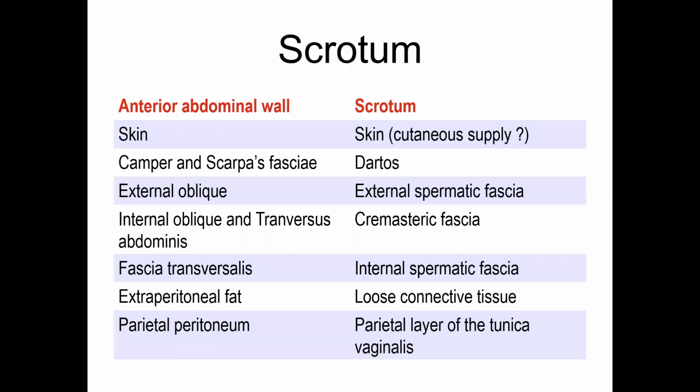And the parietal peritoneum of the anterior abdominal wall, the 9th layer, is equivalent to the parietal layer of tunica vaginalis. Then, of course, there is a peritoneal cavity of the abdomen, which is equivalent to the peritoneal cavity of the scrotum. The visceral peritoneum covering the organs in the abdomen is equivalent to the visceral layer of tunica vaginalis in the scrotum.